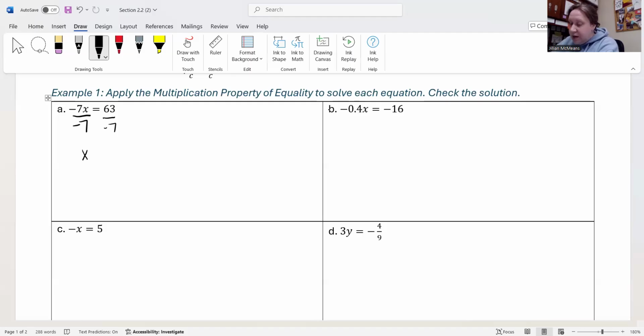Okay? And then if we scoot over to the right-hand side of the equation, we now have +63 divided by -7. A positive divided by a negative is always going to be negative. And in this case, it's going to be -9. Okay, so let's go ahead and check this.